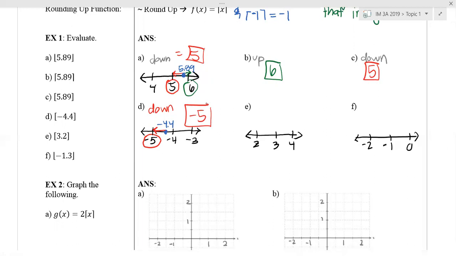Notice the next two problems have the same brackets, so all of these are rounding down. For part E, I'm looking at the number 3.2. If I look at the number 3.2 on the number line, that's going to be somewhere about here. Since this is telling me to round that number down, 3.2, the closest integer on the left, is the number 3.